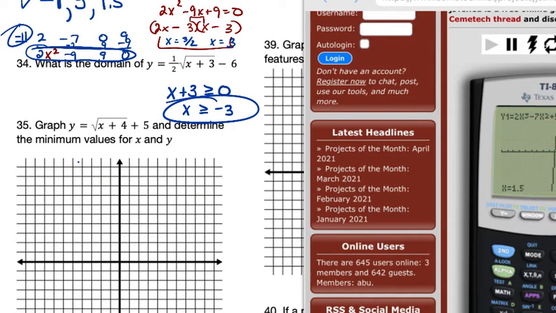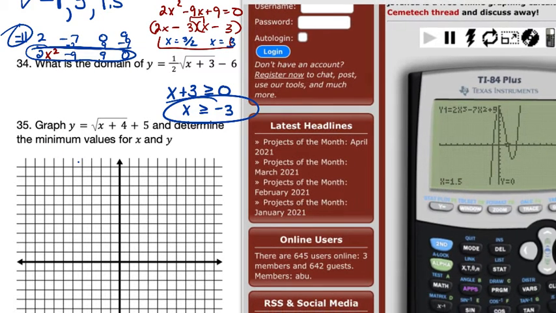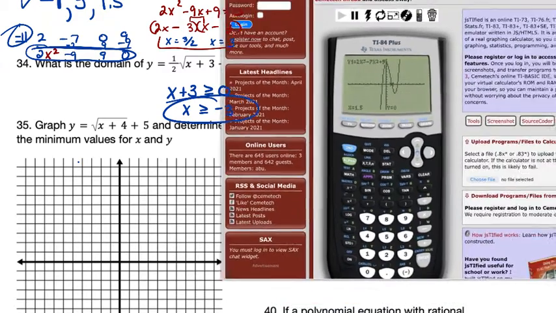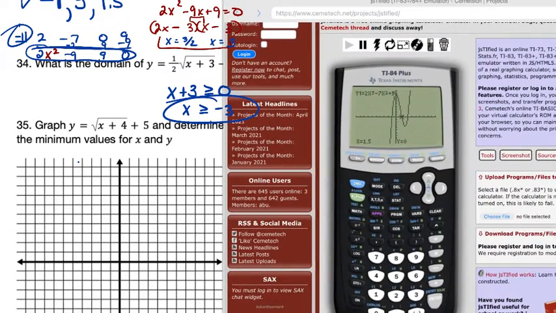35, right away, man, they say graph. And so if you have to graph, you're going to run to your calculator and graph. Okay, so let me shrink this down a little bit. And so on my calculator, I'm just going to type in that function here, clear out my old one. I've got the square root of x plus 4, arrow out of the radical, and then plus 5, and zoom 6.